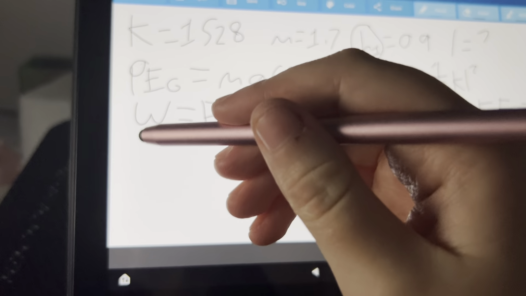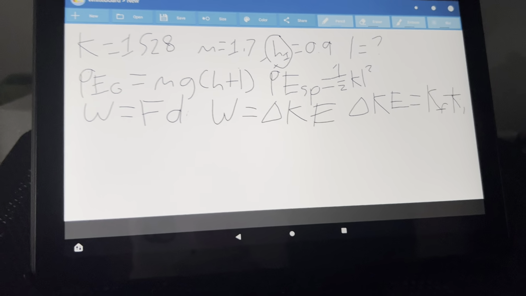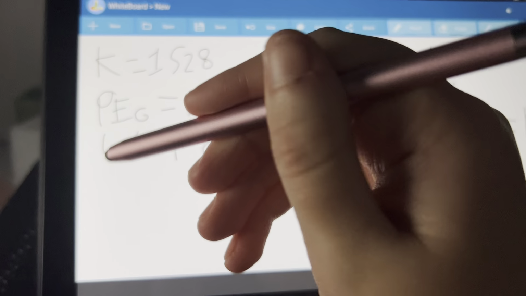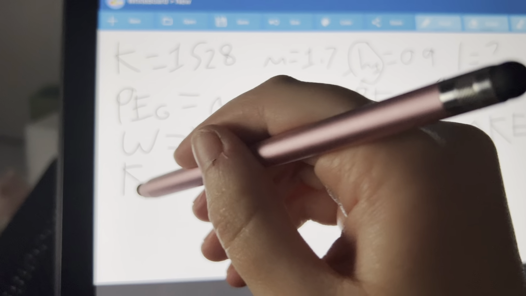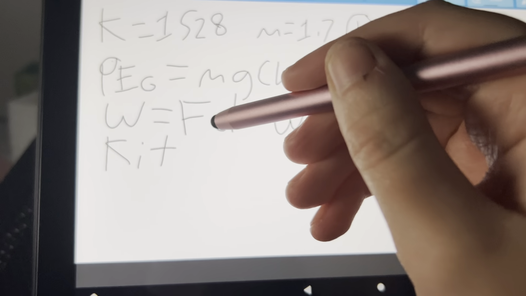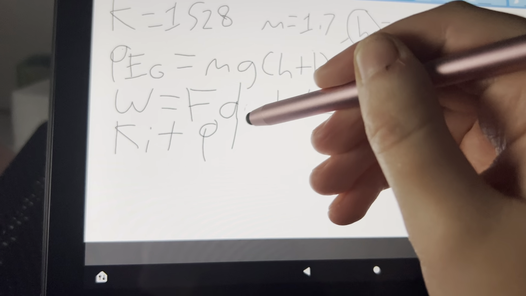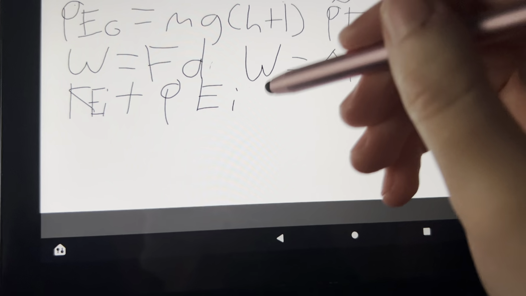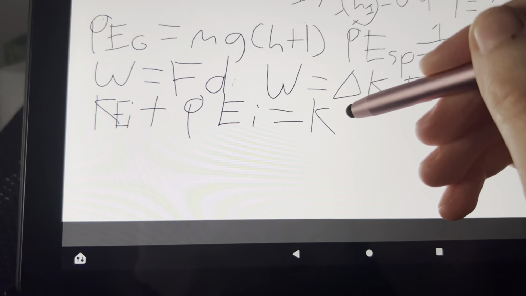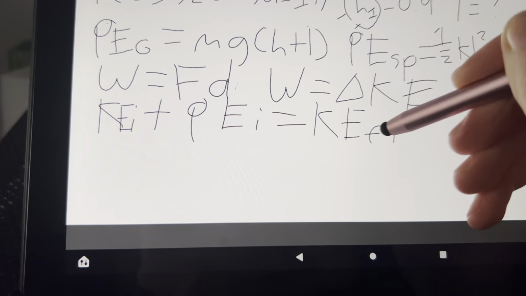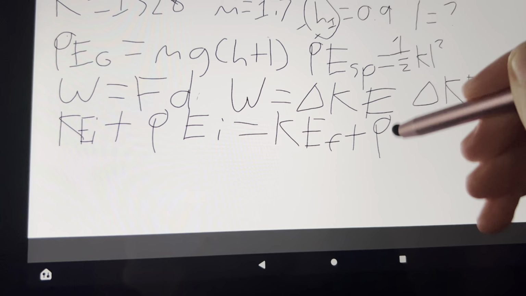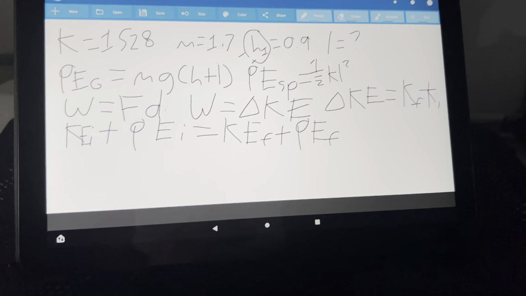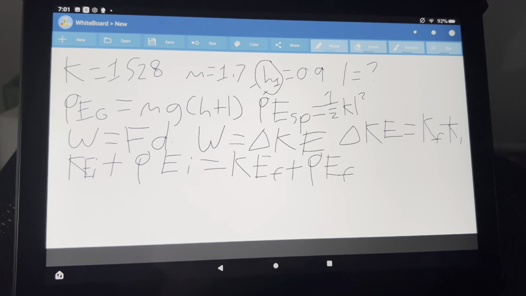Anyway, so we also know that since there is no thermal energy in this equation, we can basically modify one of the energy theorems, and basically we have the initial kinetic energy plus the initial potential energy. Oops, I forgot the E here. Is equal to the final kinetic energy plus the final potential energy, right? Okay, so feel free to pause and take a screenshot of this video.